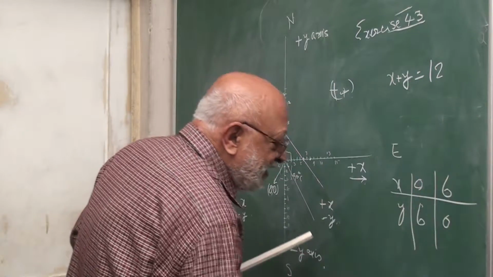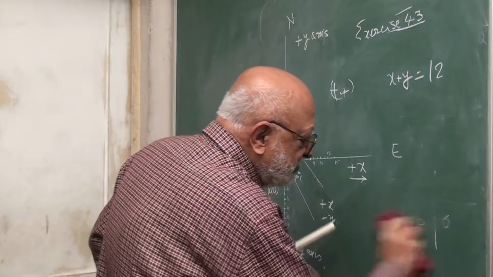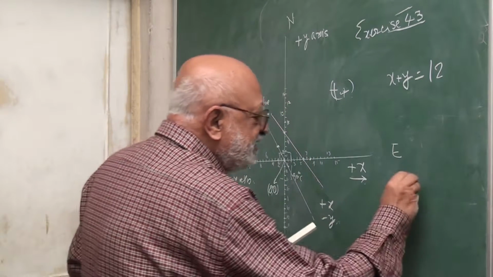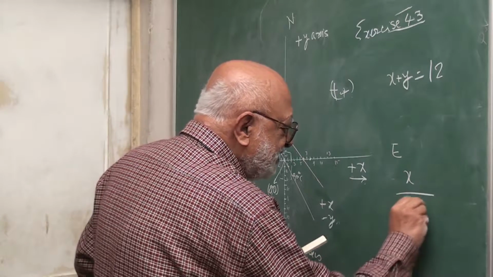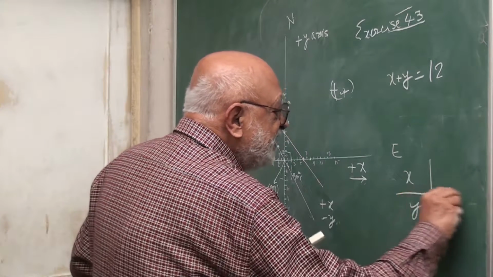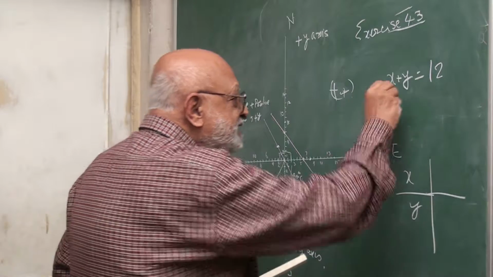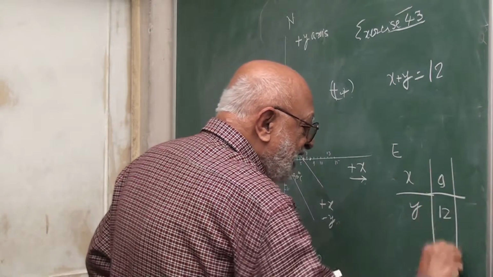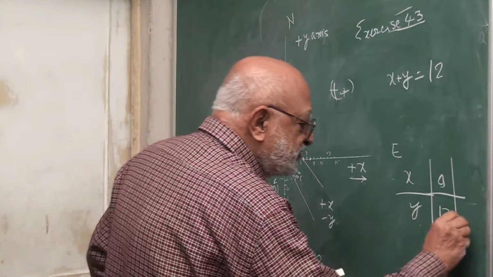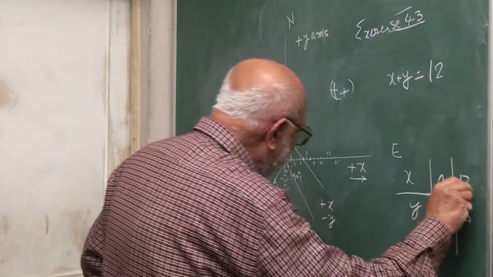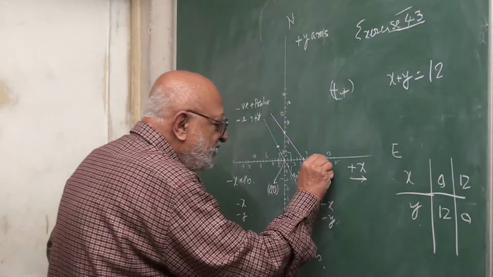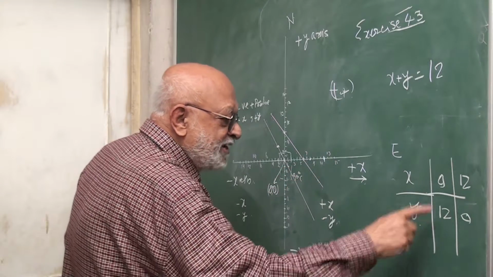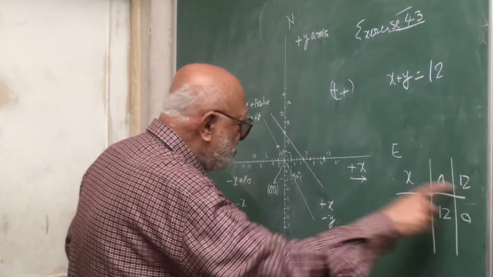This will happen again. Let us erase it off so that we don't get confused. So it will be your x and y. Let us do this. Then if I put x equal to 0, y equal to 12, and if I put y equal to 0, then x equal to 12. So let us come, this is 12. Here, this shows y equal to 0, x equal to 12.